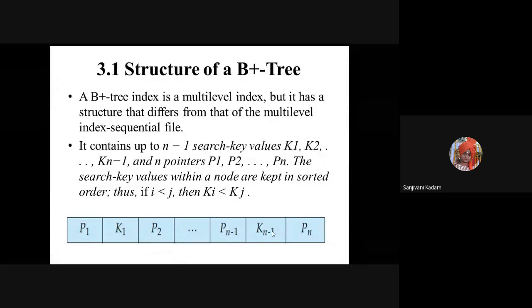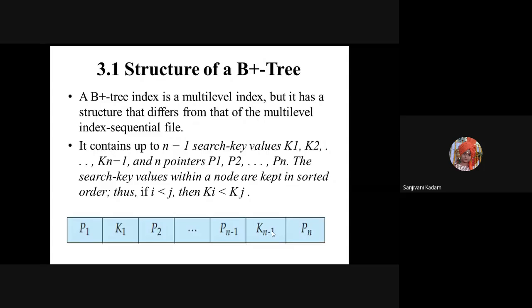So let us see the structure and a few of the operations, and then we can go for the insertion. Now here is the structure of a B plus tree, that is, how the nodes of a B plus tree are laid out. A B plus tree index is a multi-level index, but it has a structure different from that of the multi-level index sequential file. This is the same as what we studied regarding multi-level indices, but it has a horizontal structure as compared to them.